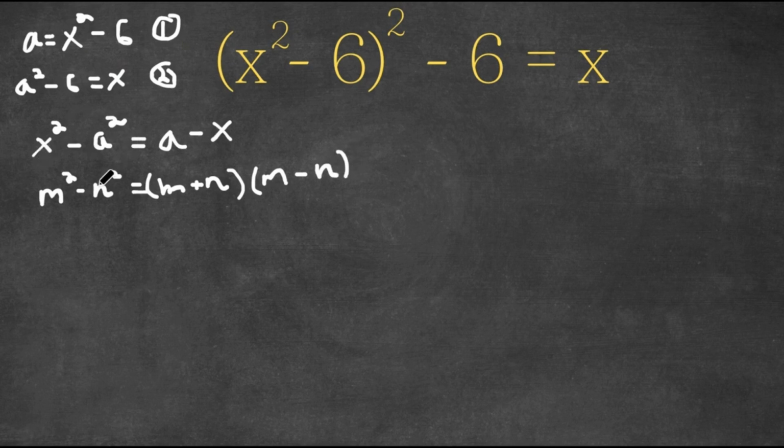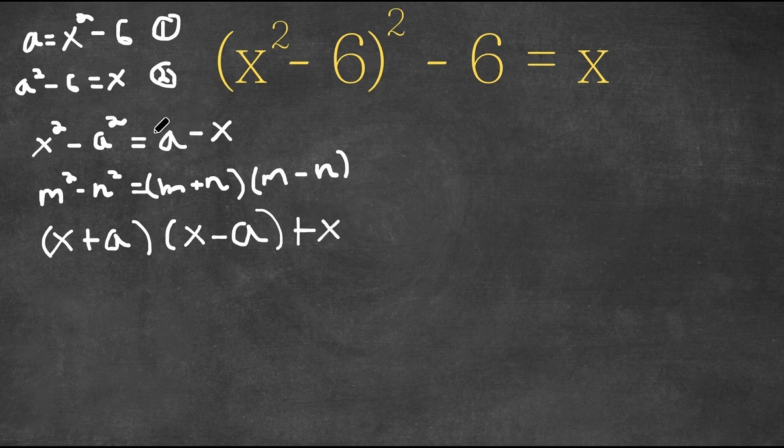Meaning x squared minus a squared is equal to x plus a times x minus a. Now if I add x on both sides, we get plus x, and if I subtract a on both sides, we get minus a. Because there's nothing left on our right hand side, we simply have 0.